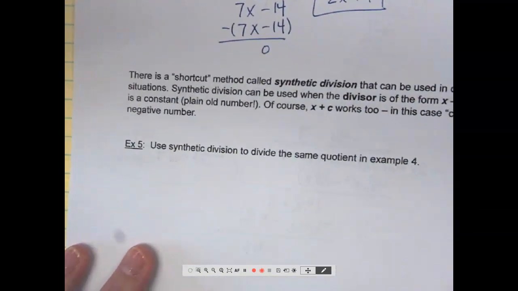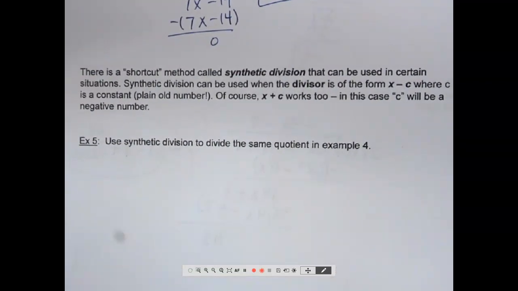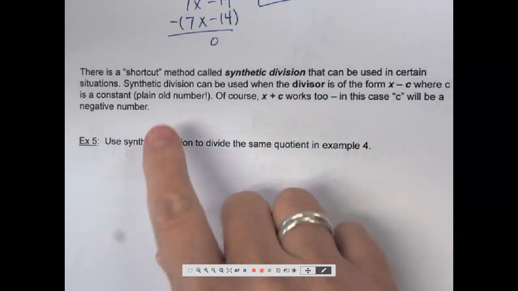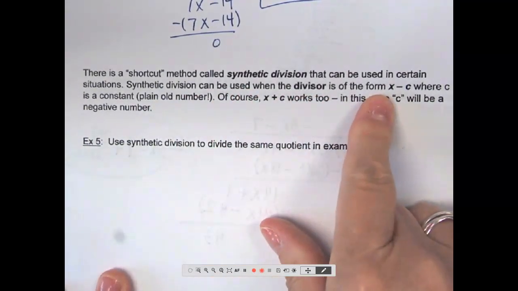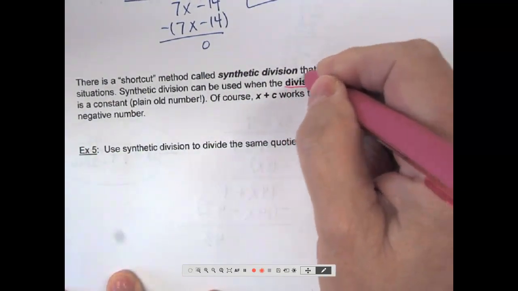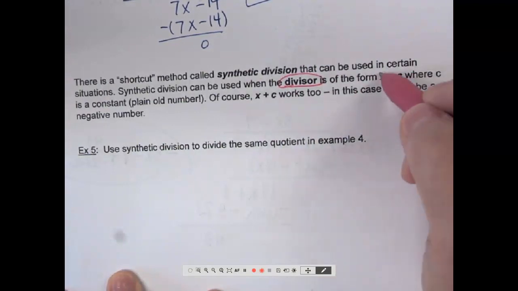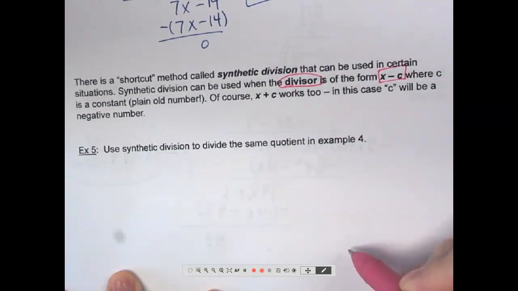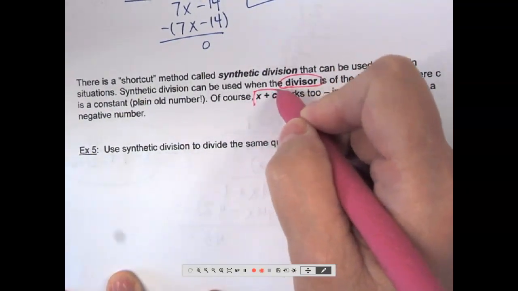All right. So, in certain situations, there is a shorter method that we call synthetic division. So it is definitely a shortcut, and what I like about it is we use addition instead of subtraction, which means we make fewer mistakes. Okay, so this doesn't work in every single problem. It works when the divisor, we know what that means, is x minus c, or it could also be x plus c.